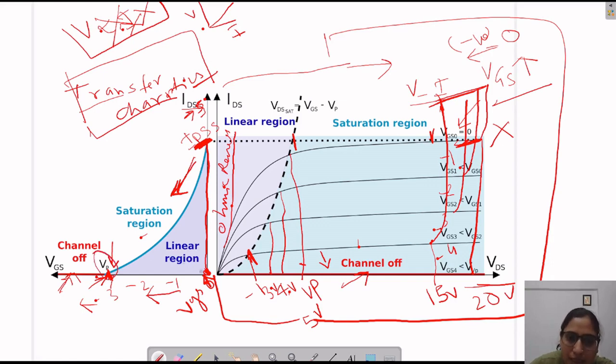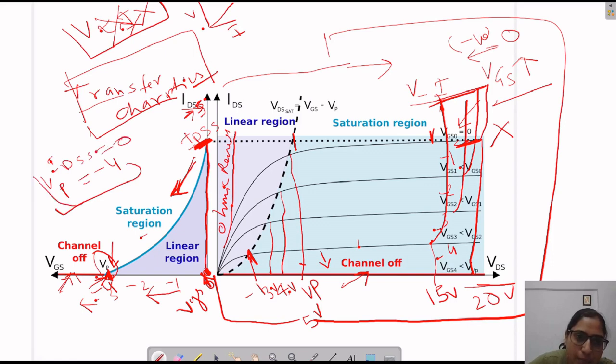So VGS is 0 and then VGS is increasing in the negative direction. Let's suppose Vp is -4. At Vp equal to -4, this IDSS is 0. So this value we consider as pinch off. At pinch off, the IDSS, which is the saturation current, is 0 in the case of transfer characteristics, where transfer characteristics is the graph between VGS and IDSS.